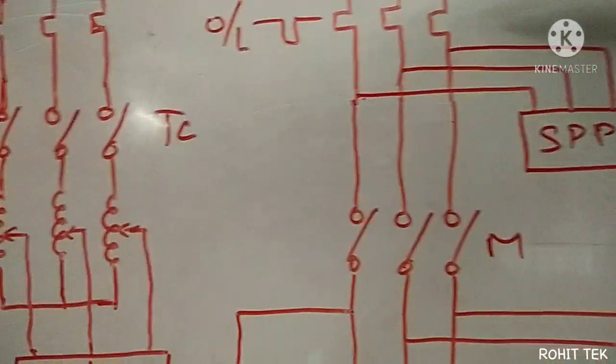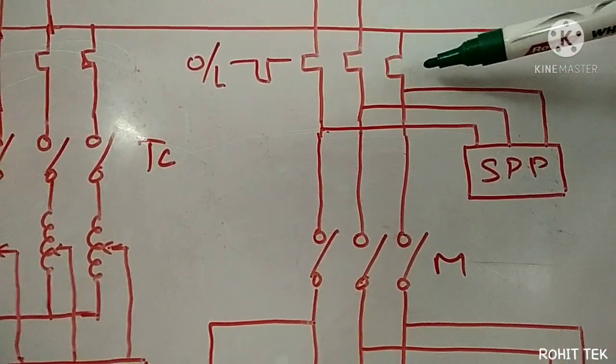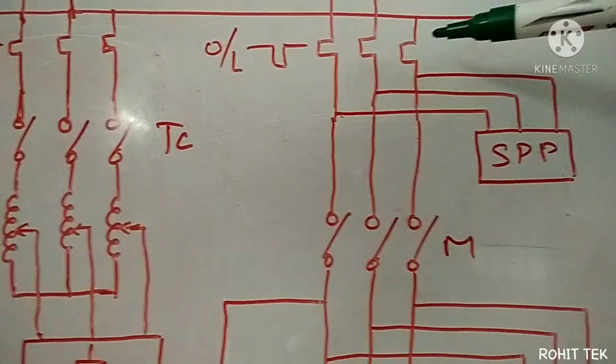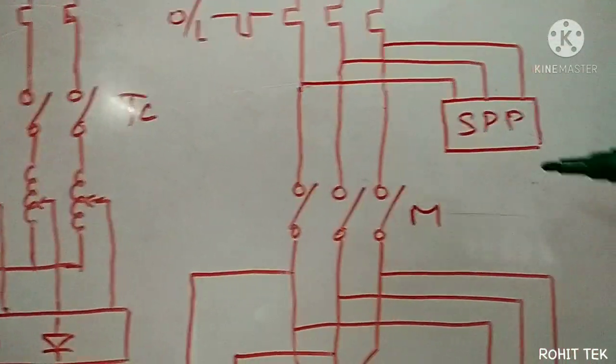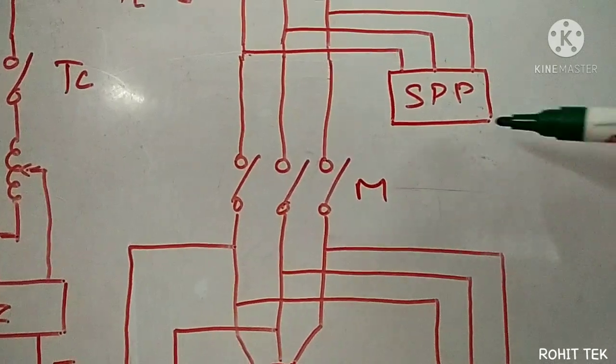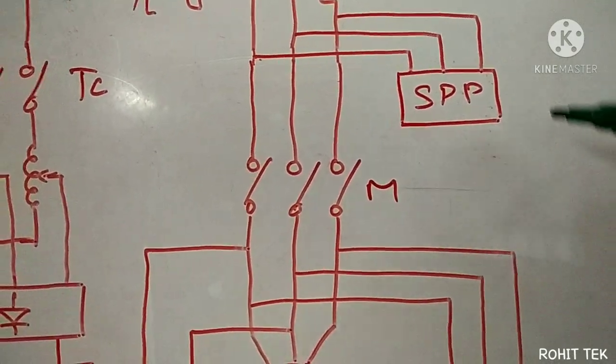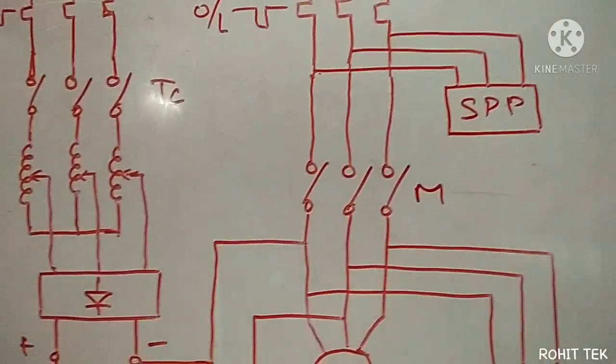And see here, this is the overload relay. This relay is protecting the motor against overload, and this is a single phasing preventer, and this single phasing preventer is protecting the motor in case of single phasing.